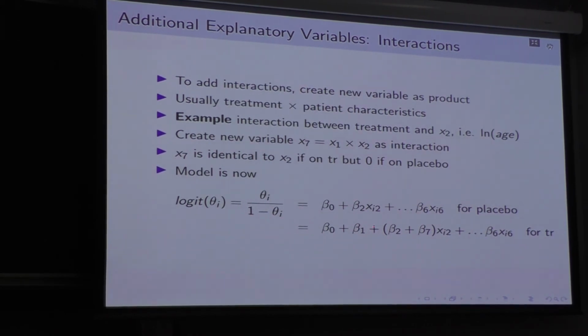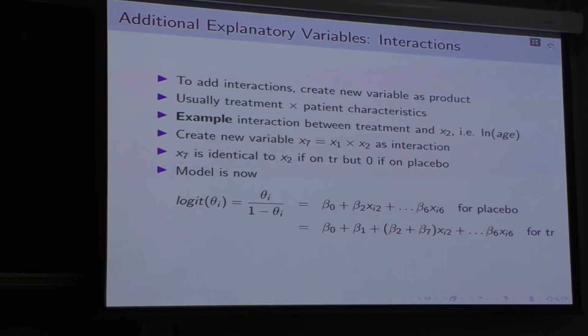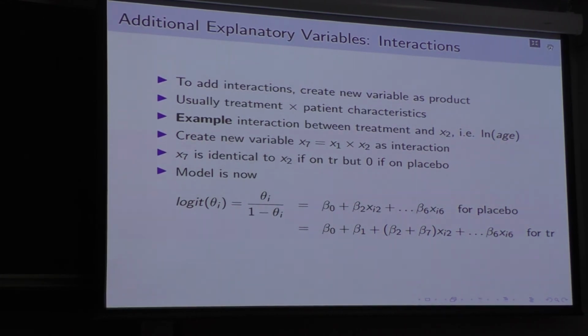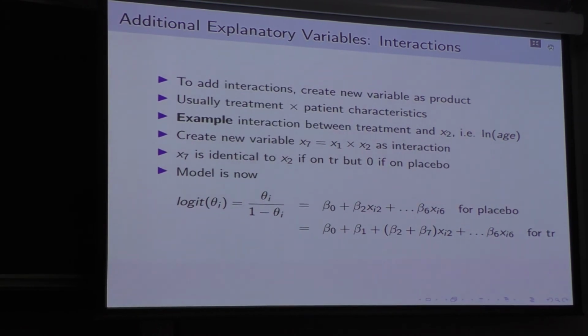Whereas if you're on treatment, you will have had the beta-1 effect of treatment, but the effect of x2 will be described by a new coefficient, which is the sum of the other one plus the interaction with treatment. And so this is a new coefficient that changes the dependence on age. It's different for people who are on treatment from people who are not on treatment. So it's just having a different slope in your dependence diagram.